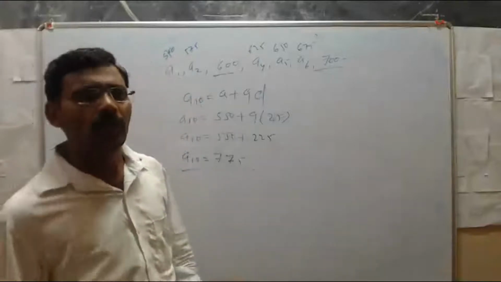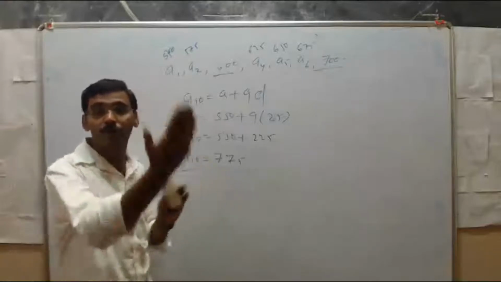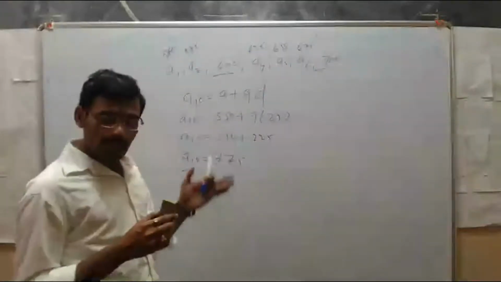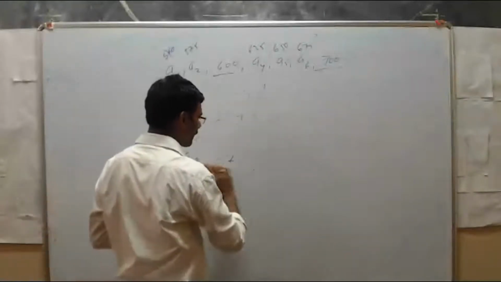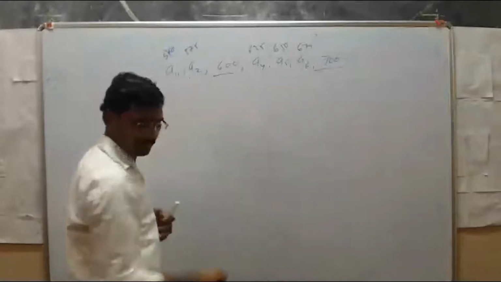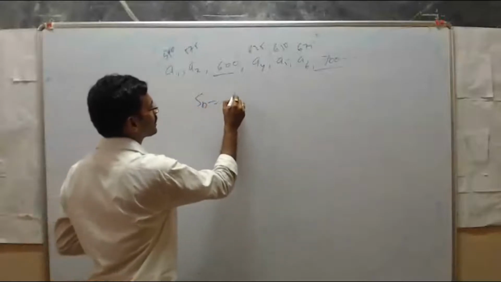Then the last one: we have to find the sum of the total number of TVs produced in how many years? 7 years. Total number of TVs manufactured in 7 years means we have to find S7. Okay, then what is the Sn formula? Sn is equal to n by 2.